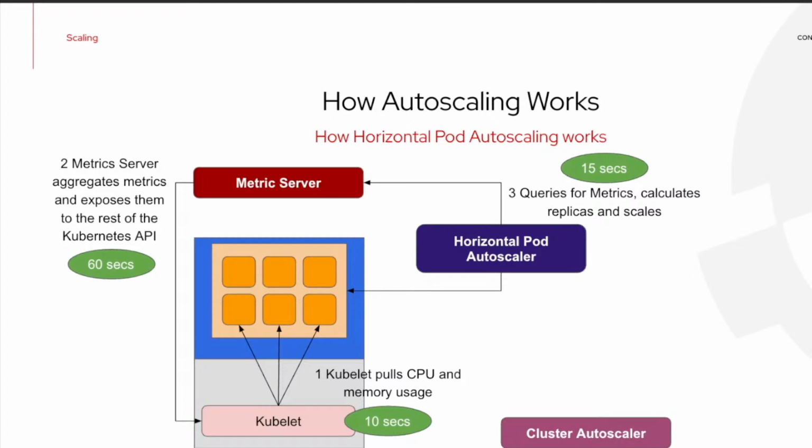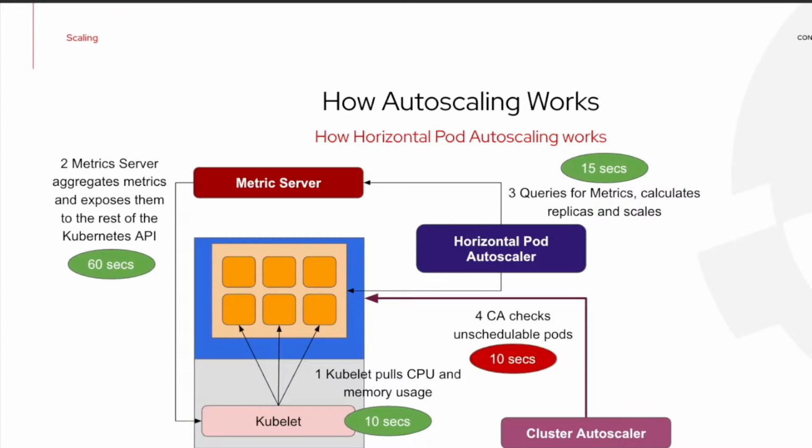Because you have to create another node. The cluster autoscaler has a reaction time of 10 seconds. The cluster autoscaler checks for unschedulable pods in the cluster every 10 seconds. Once one or more pods are detected, it will run an algorithm to decide how many nodes are necessary to deploy all pending pods and what type of node group should be created.